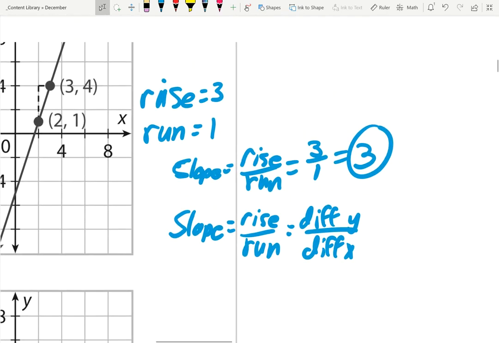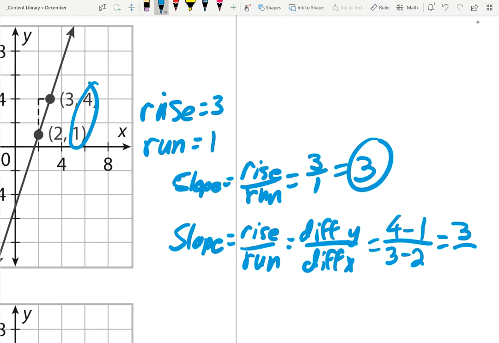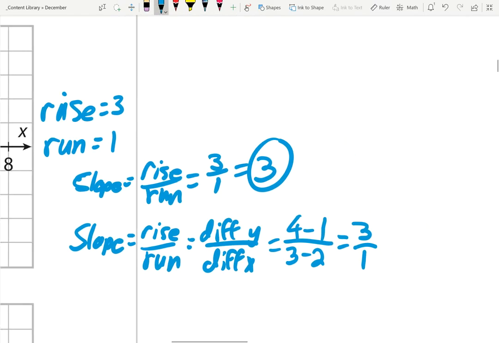So our difference in y, look at the y values. Remember these ordered pairs have an x, y. So the y values are 4 and 1. The difference would just be subtracting them, 4 minus 1. And the x values are 3 and 2, so 3 minus 2. Difference means subtract. So you would just subtract the y values, 4 minus 1, which gets you 3, and subtract the x values, 3 minus 2, to get you 1. You get the same slope.